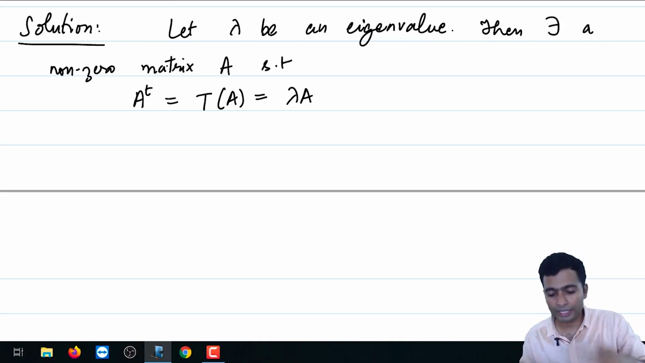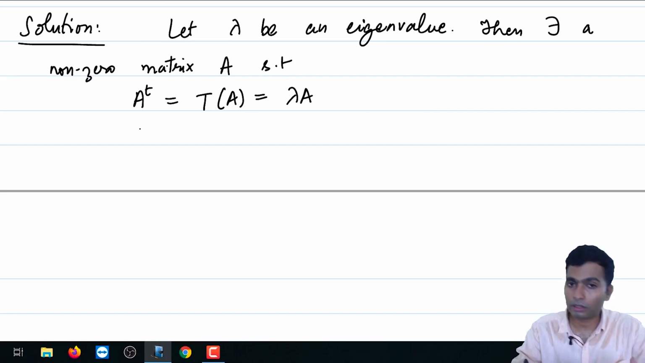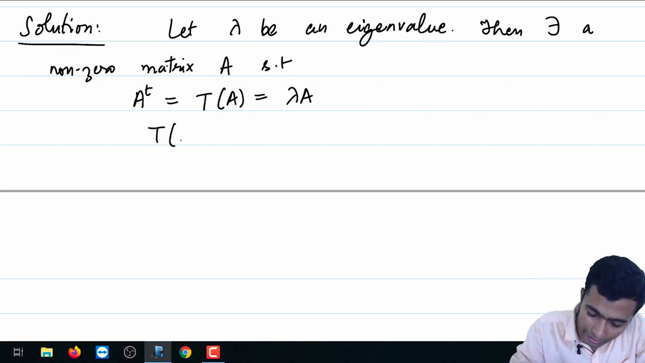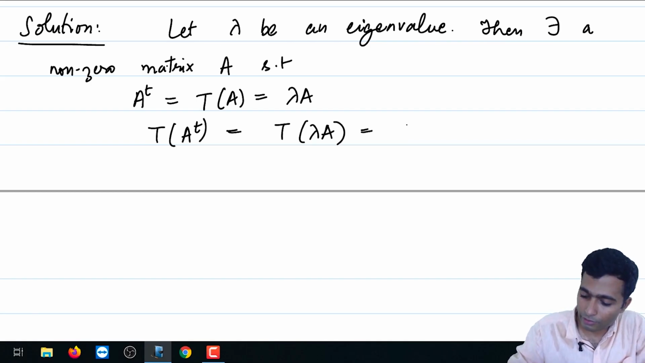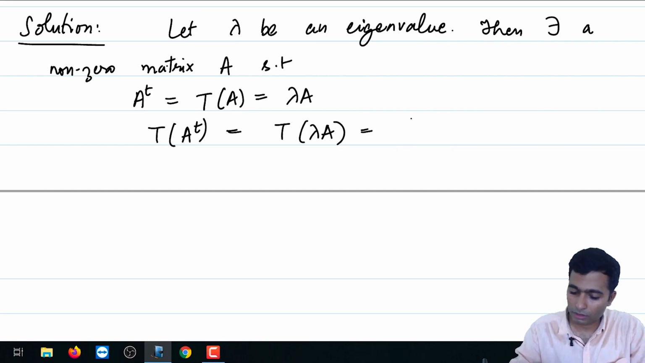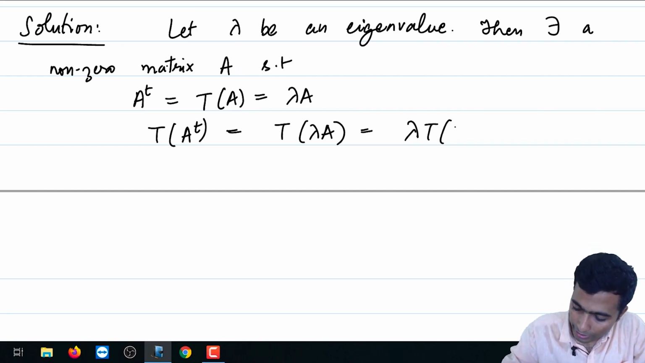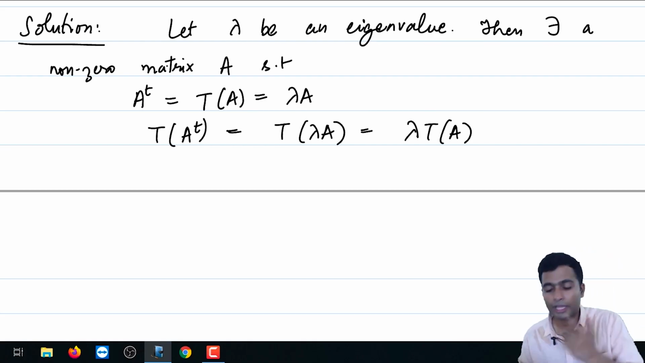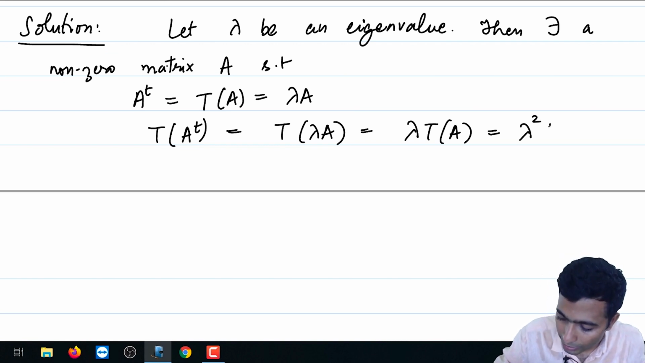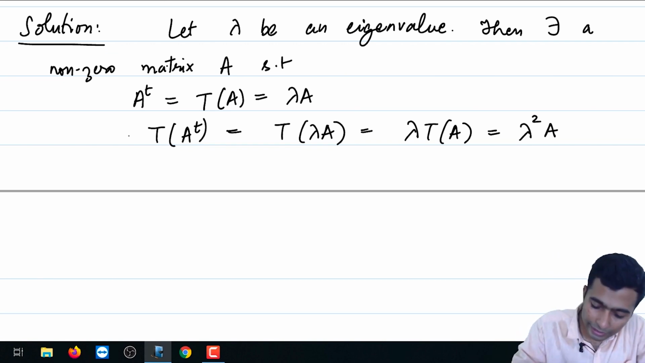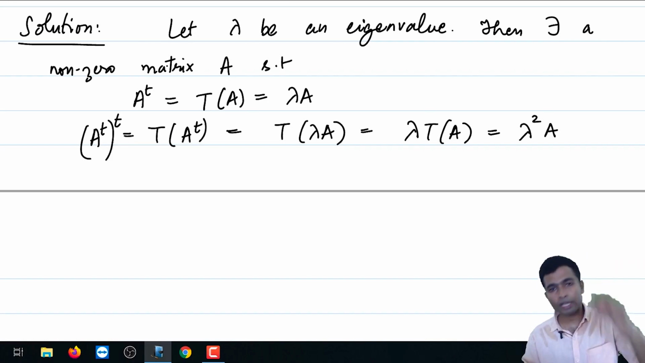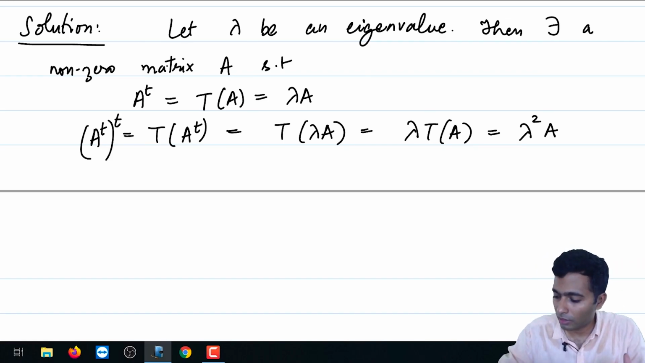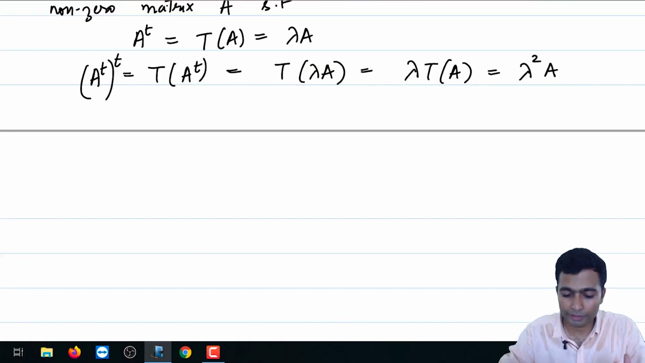Let's do one thing. Let's apply T once more. Then T of A transpose will be equal to T of lambda A, which will be lambda times T of A. But recall that to begin with, A was an eigenvector corresponding to lambda. So this is going to be lambda square times A. And what is going to be T of A transpose? This is going to be the transpose of that matrix. So what is the transpose of the transpose of a matrix? It gives back the original matrix that we began with.